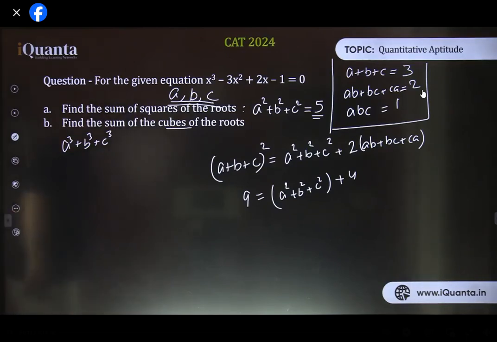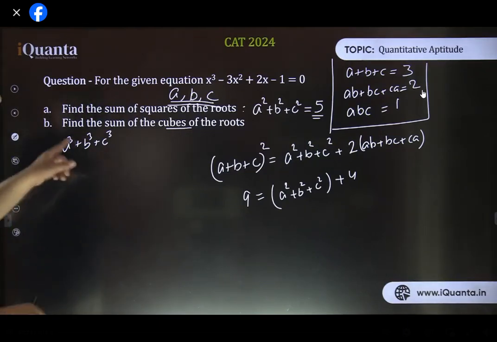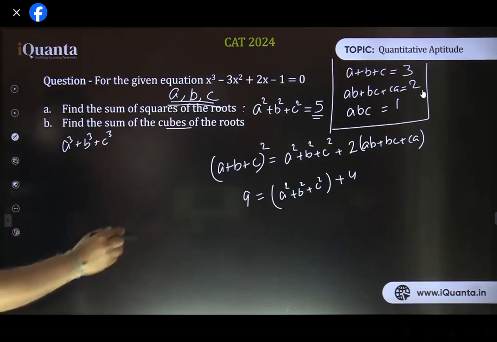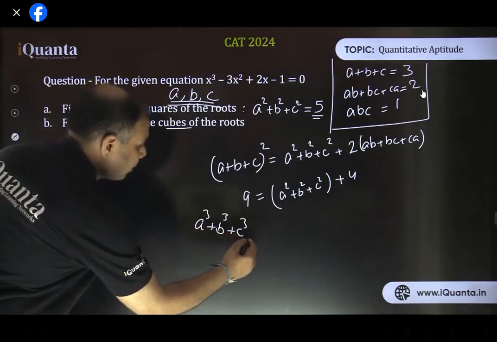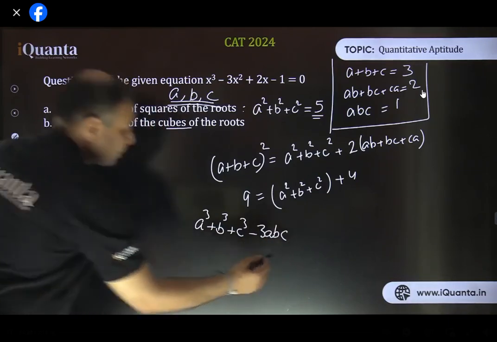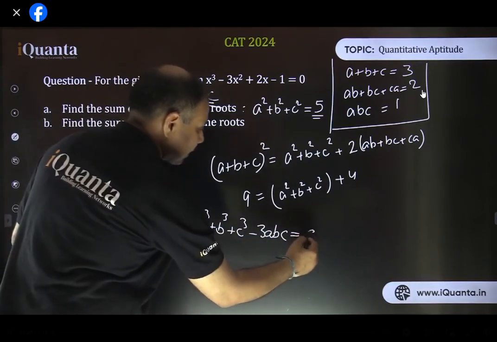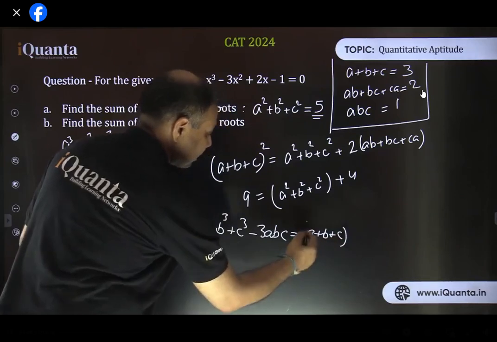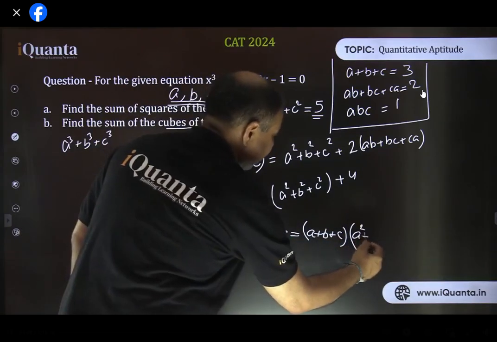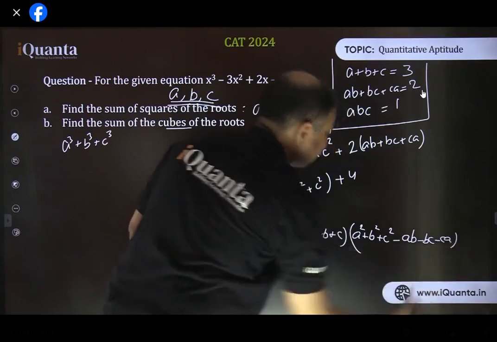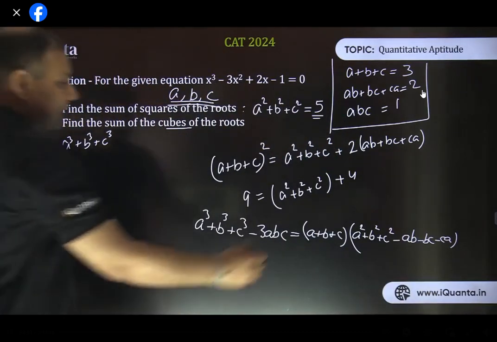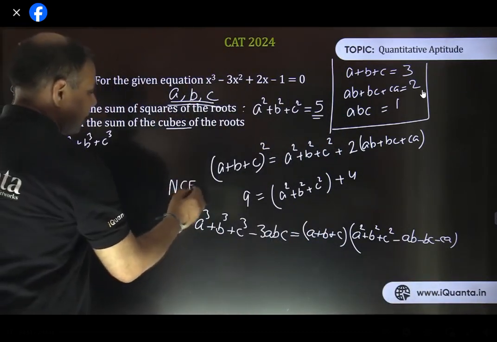Okay, so a plus b plus c whole cube you can use here. What is a plus b plus c whole cube? That would be difficult, I guess. A cube plus b cube plus c cube. What further? See, here is an easy identity that you have done in 9th class NCERT. Let me write it. The identity is a cube plus b cube plus c cube minus 3abc is equal to a plus b plus c into a square plus b square plus c square minus ab minus bc minus ca. That is one of the identities you have done in your 9th class NCERT.